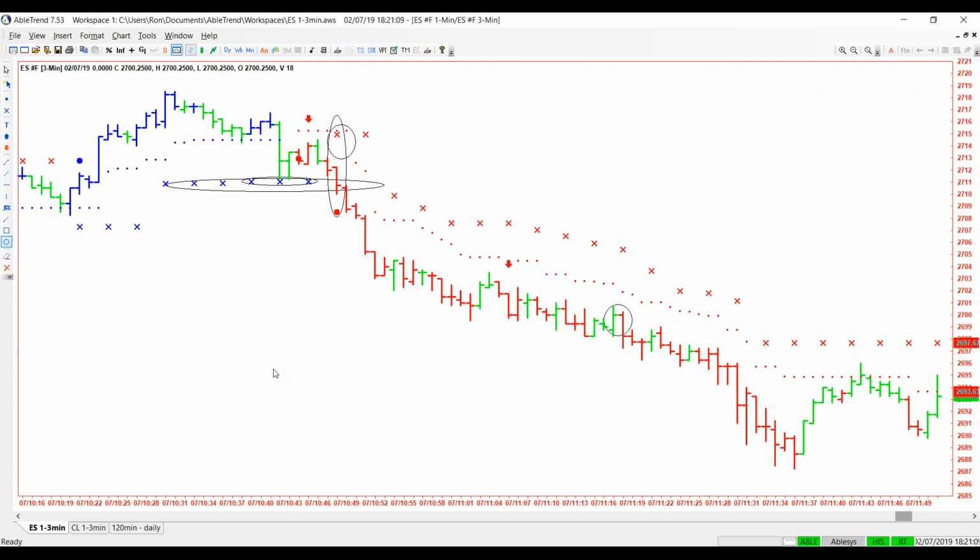And different data feeds, another quick reminder. If you're using NinjaTrader data, eSignal data, Infinity data, OEC data, for futures especially, the prices, the data feed from those different sources don't come into AbleTrend or any other indicator at that exact same time.